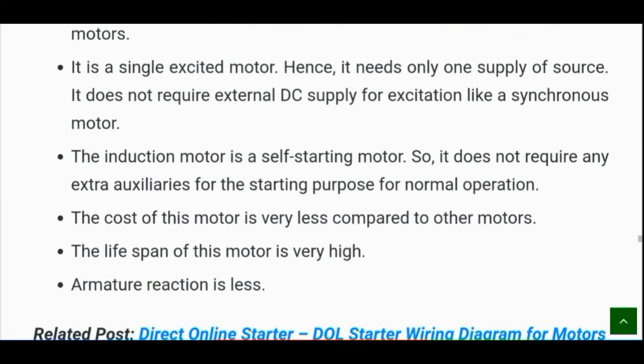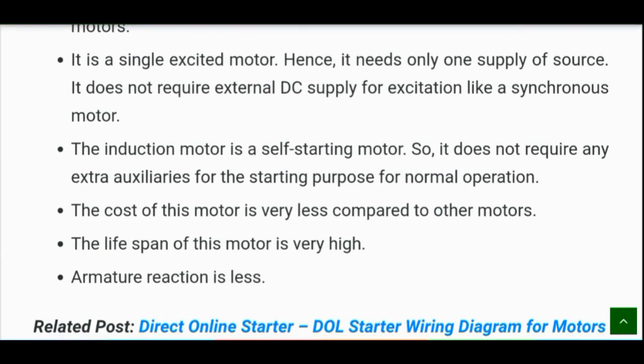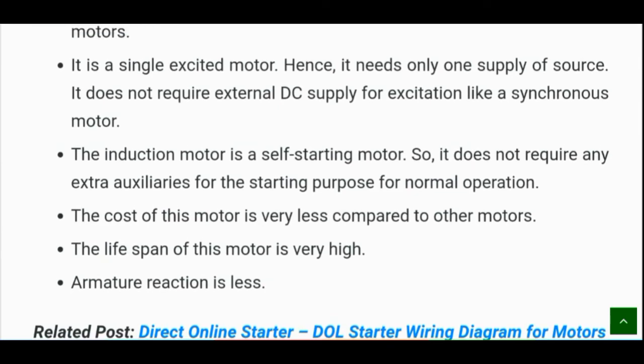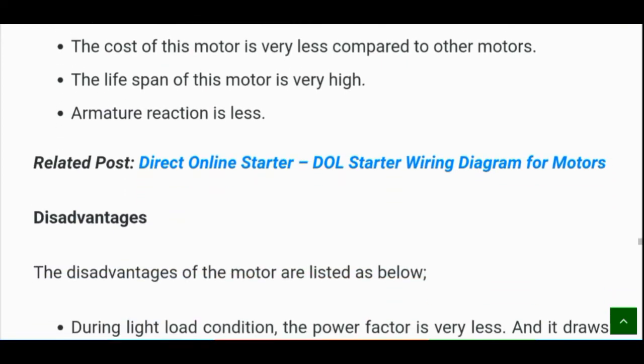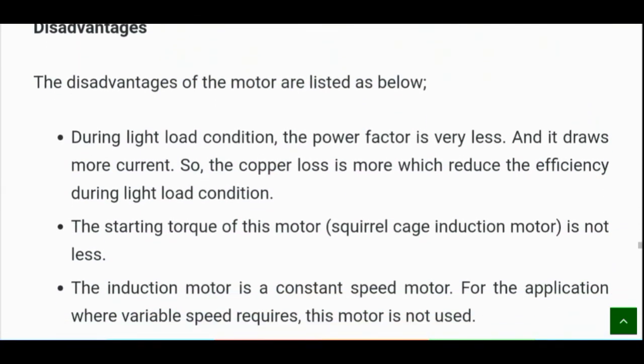The induction motor is a self-starting motor, so it does not require any extra auxiliaries for the starting purpose for normal operation. The cost of this motor is very low compared to other motors. The lifespan of this motor is very high. Armature reaction is less.